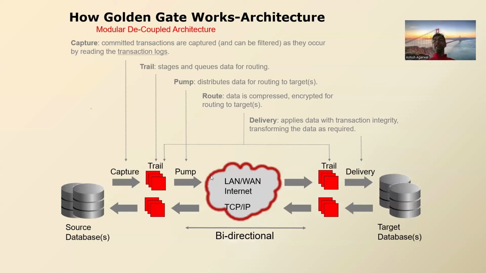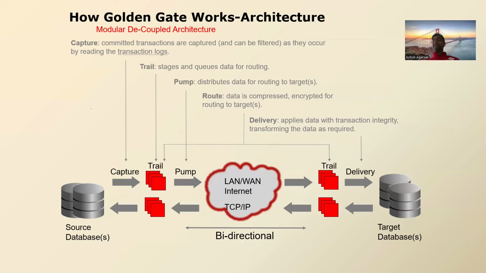running on site 1 to site 2 are independent of extract and pump running on site 2 to the replicate process running on site 1. So all these processes are completely independent of each other. They are not at all dependent. The extract process on one side can run, the extract process on another side can run. It's not like for one to run, the other has to run.